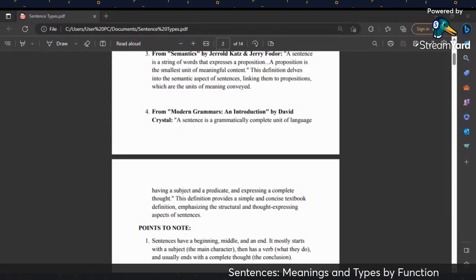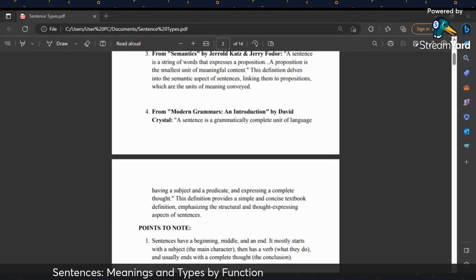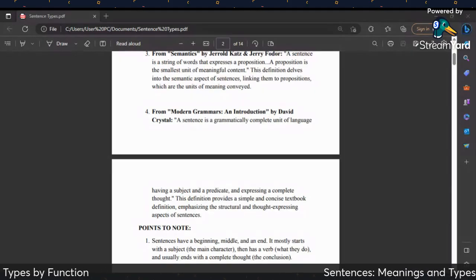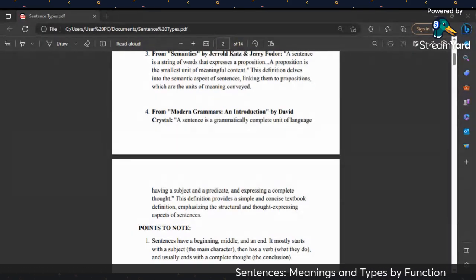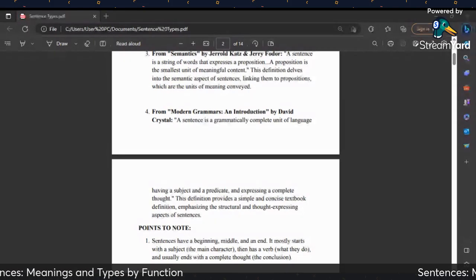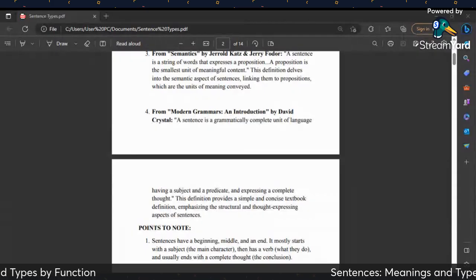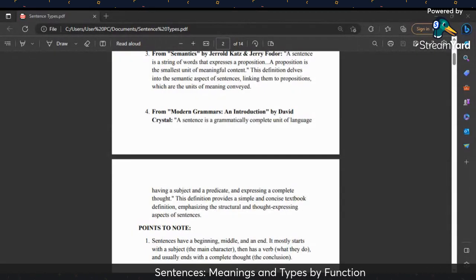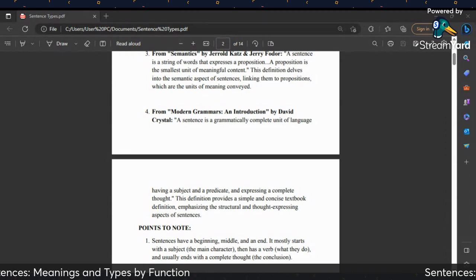Finally, our definition by Alfred Christophersen in his book titled The Modern Grammar: An Introduction, says a sentence is a grammatically complete unit of language having a subject and a predicate and expressing a complete thought. Looking through these definitions that I've said so far, we can infer that almost every type of definition is still boiling down to the same thing.